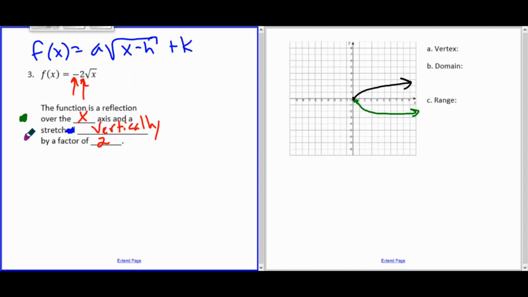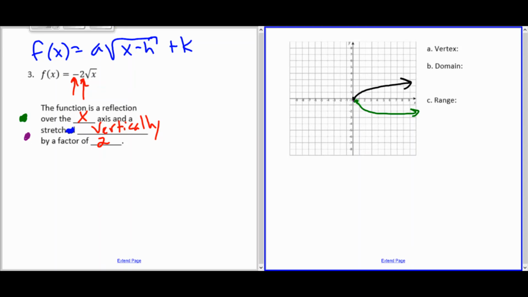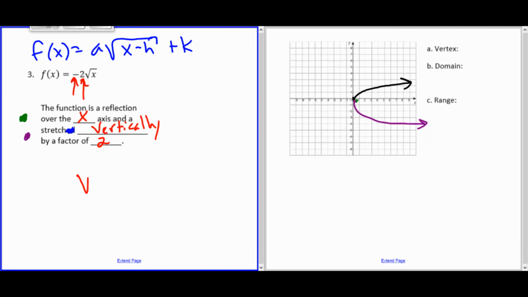And now for the next transformation, I am stretching my new graph. I'm stretching the green part by a factor of 2. So maybe we stretch it and it looks something like that. So again, it's just an approximation, it's not exact. So the green graph helped me get to the purple graph. So I'm going to just erase the green graph just so we don't get confused. Now let's identify the vertex, domain, and range.